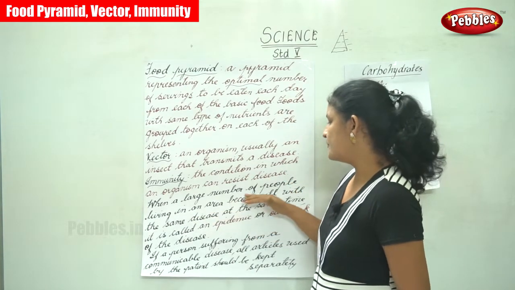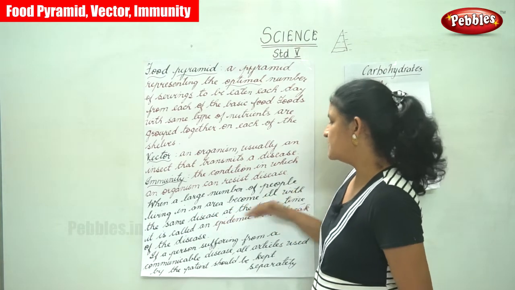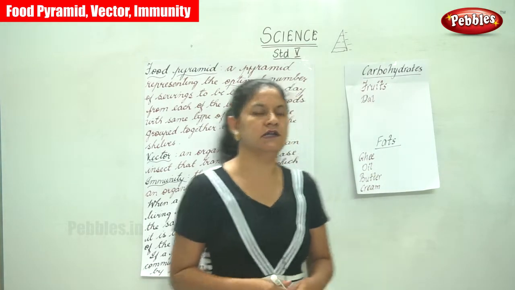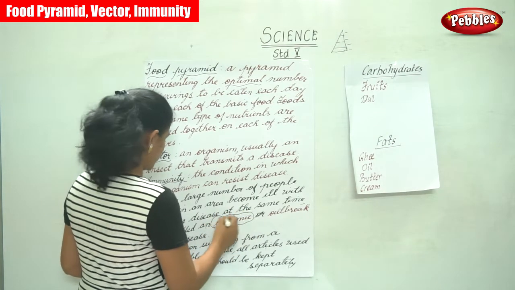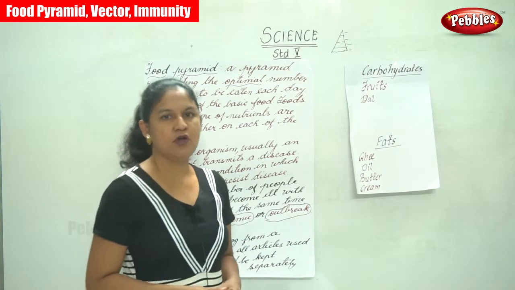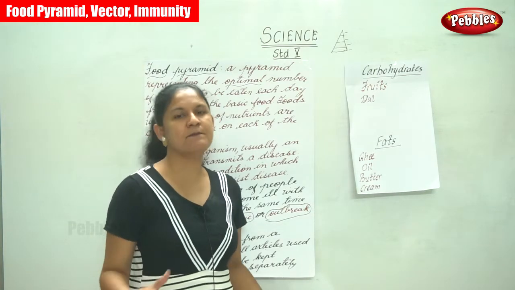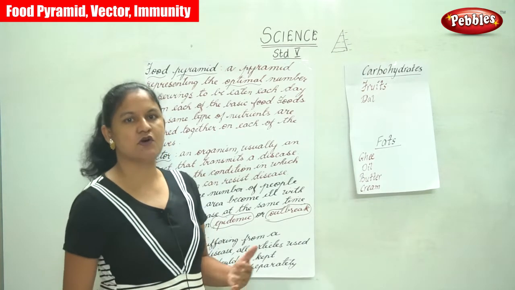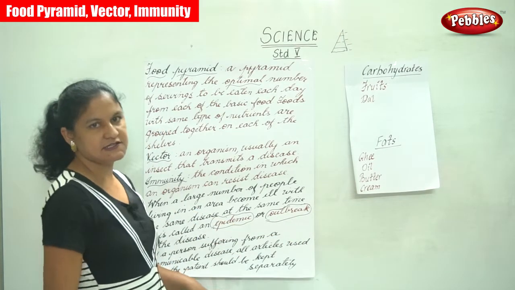When a large number of people living in an area become ill with the same disease at the same time, it is called an epidemic, or an outbreak of the disease. In our present time, we are facing an epidemic, that is corona. So many people are being affected by this disease. So it is called an epidemic or an outbreak of the disease.